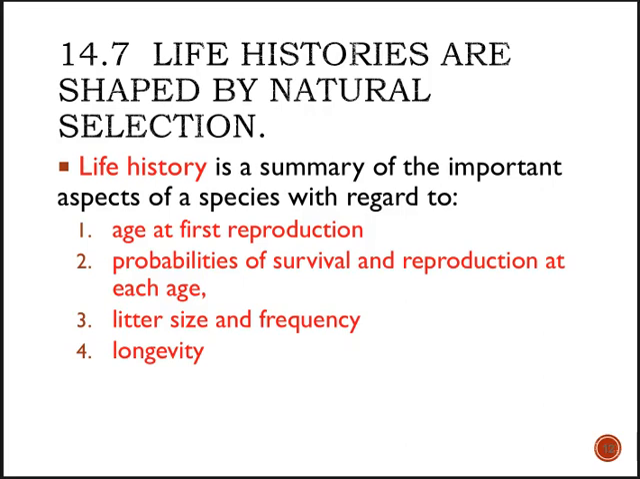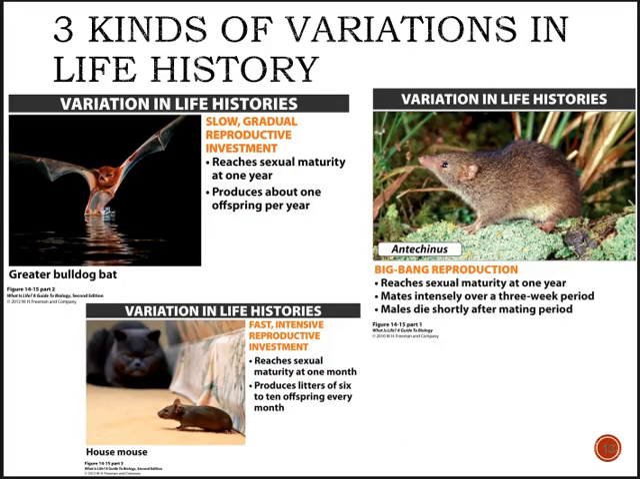And all of these life histories are shaped by natural selection. So we're going to take a look and go through these three variations. They're very, very common variations of life history patterns, and they have different names to them. So the first one that we're going to talk about is called slow, gradual reproductive investment.